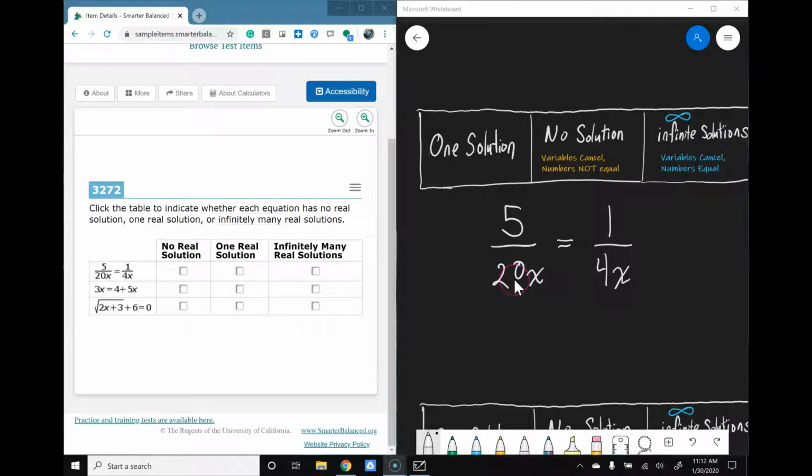My first step is always to multiply both sides of the equation by the least common multiple so that it will clear the fraction from the equation. In this case, the least common multiple is 20x. So my first step is to multiply both sides of this equation times 20x over 1.